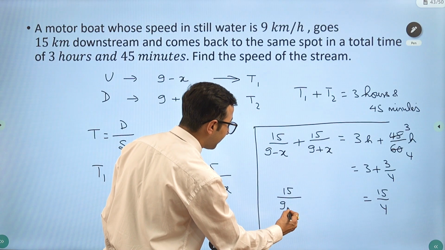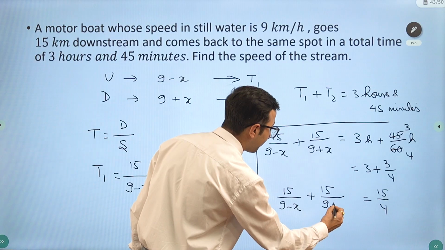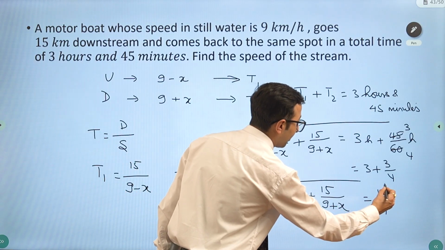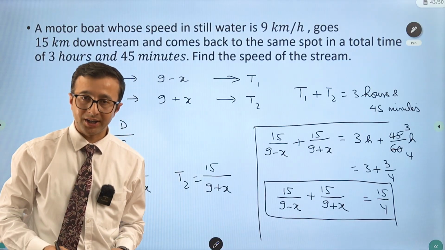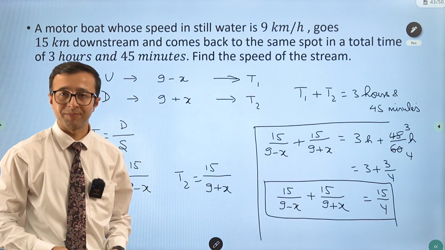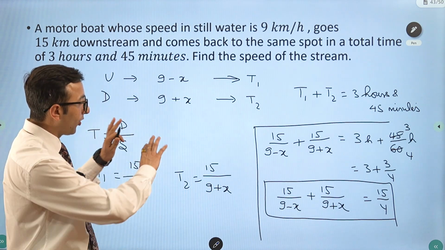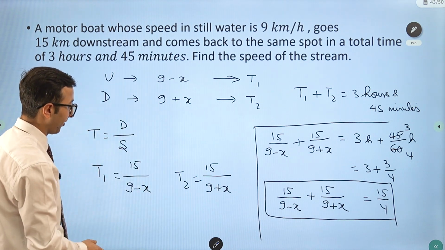15 divided by 9 minus x plus 15 divided by 9 plus x. Now just simplify this. You will be getting a quadratic equation. Solve it, you will get the speed of the stream. This is only a basic idea. We already have solved this type of problem.